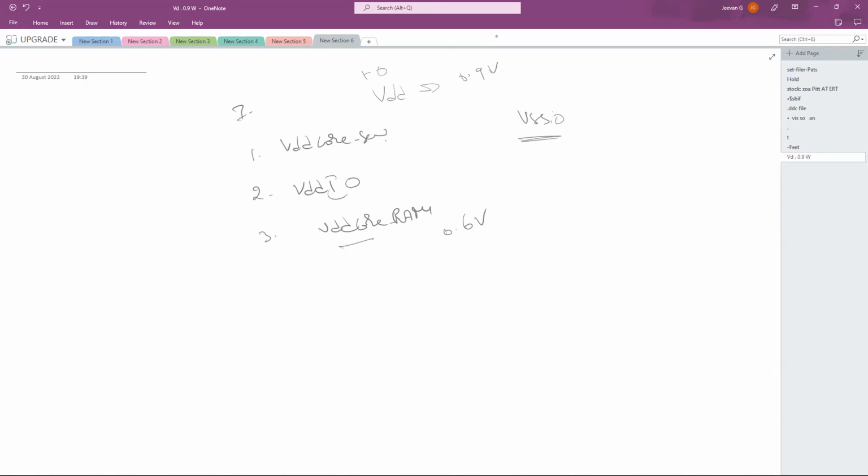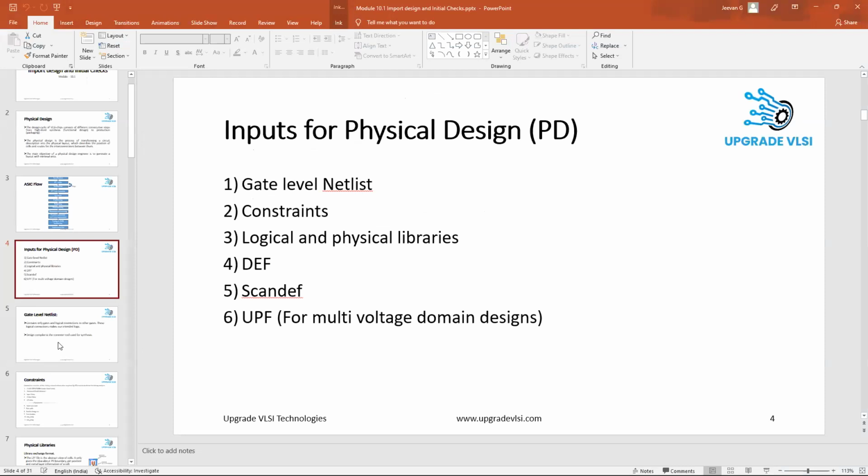So this is how every voltage area's primary power and ground power will be renamed. Ground is the same, but the VDD power will be differentiated with respect to the voltage. This is what UPF gives as information. Let's see the thing in detail.